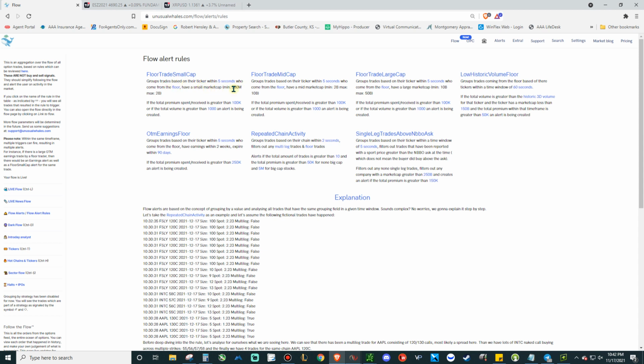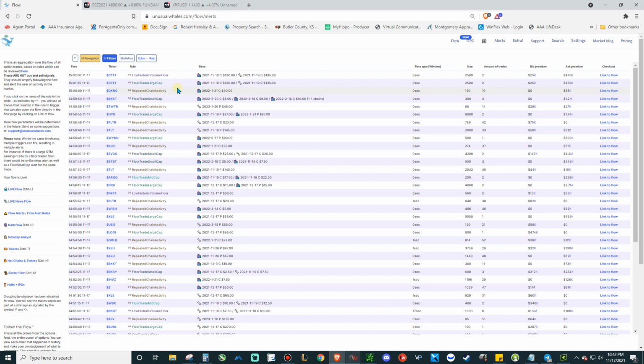It gives you this market cap, 300 million to 2 billion. If the total premium spent or received is greater than 100K, or if the total volume is greater than 1,000, so this would be the size of the trade, then an alert is created. So on and so forth here. You got different metrics of how these alerts come flowing through. You got an out of the money earnings floor. Some people would like to see those types of trades, like, hey, I want to take some earnings lottos. You can get a good idea of what kind of trade you want to take based on the alerts coming through. So very interesting new feature they just added.